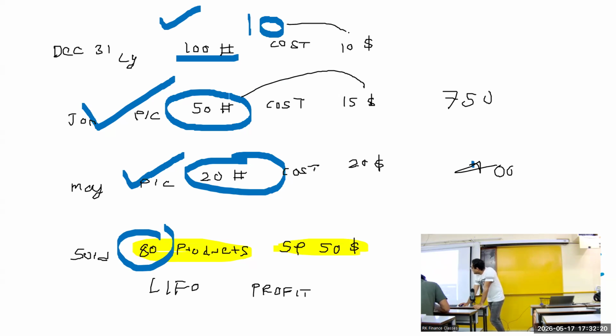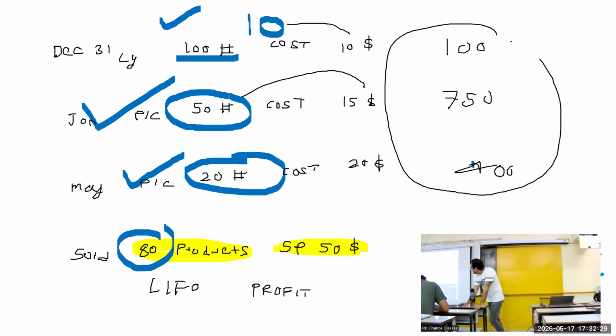And then 10 into 10, not 100 into 10. We are not using the entire 100, we're just using 10 out of that. So 10 into 10, that's 100. This becomes your total cost. Subtract this total cost from the sales of 4,000. You get your figure of profit. Answer.